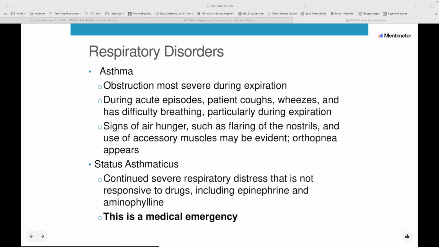And then you may see orthopnea where if they stand up, they're going to get dizzy, or if they move quickly, they'll get dizzy. Status asthmaticus is going to be very similar to status epilepticus. So it's severe respiratory distress that's not responsive to medication. So that's going to be including our racemic epinephrine that we use or aminophylline. So just like status epilepticus, status asthmaticus is going to be a medical emergency. We're probably going to need an advanced airway for this child to get them to be able to relax and return to normal breathing.